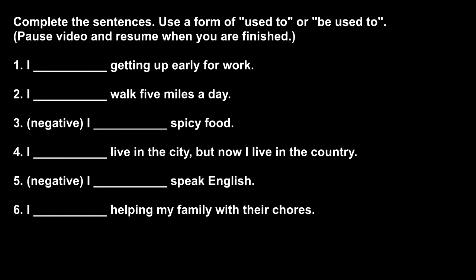Used to. Okay, number 3, you can see that you need to use a negative form. So you can say, I am not used to spicy food. Or you can say, I'm not used to spicy food. You can also include a gerund like eating. So I'm not used to eating spicy food. That's fine too. And then number 4, I used to live in the city, but now I live in the country. Used to.